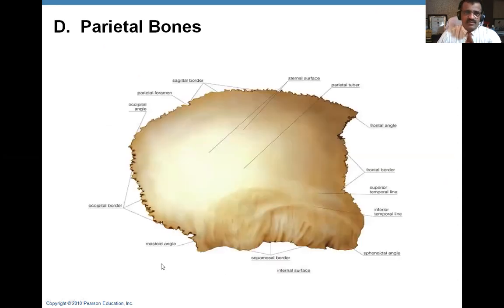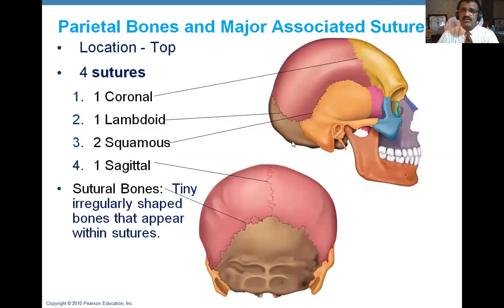Now we'll go to parietal bone. Now this parietal bone is almost square. Okay. There are no more complex things in parietal bone. It is situated at the top, and it is a paired bone, one on each side. You got 4 sutures: coronal suture, lambdoid suture, squamous suture. Squamous suture is between parietal bone and temporal bone, and there are 2 of them because one on each side, and one is sagittal suture up above, which comes from behind the frontal bone up to the lambdoid suture. You can see the tiny irregular shaped bones that appear within the suture, which are called sutural bones.